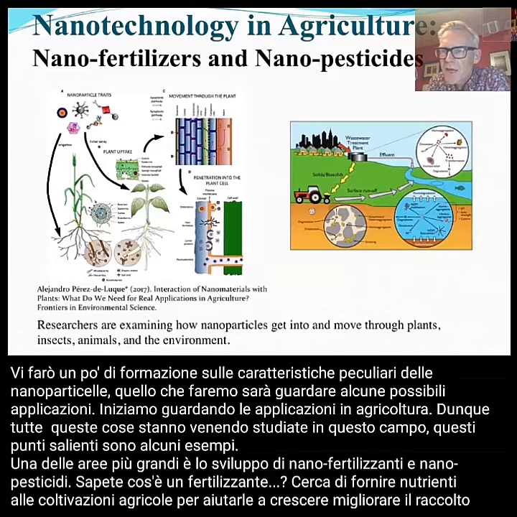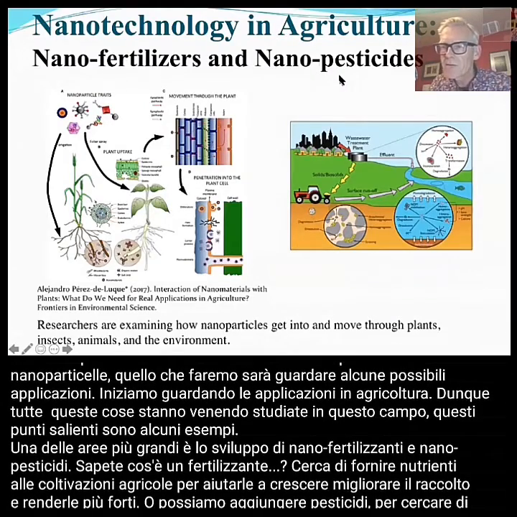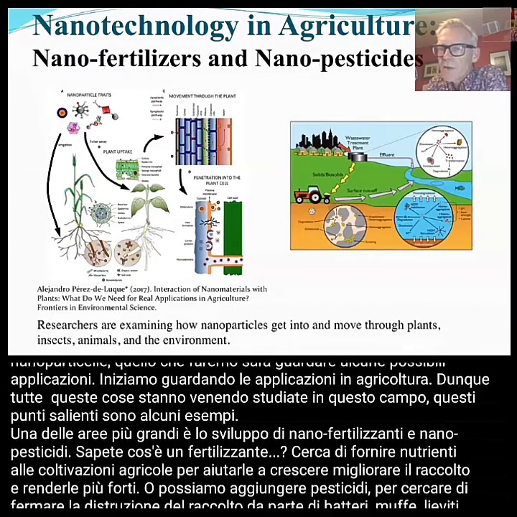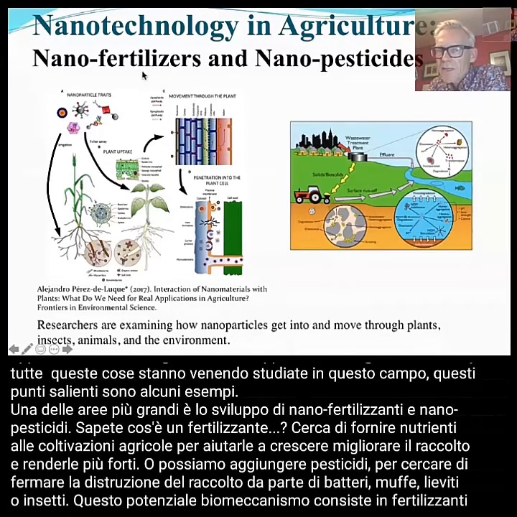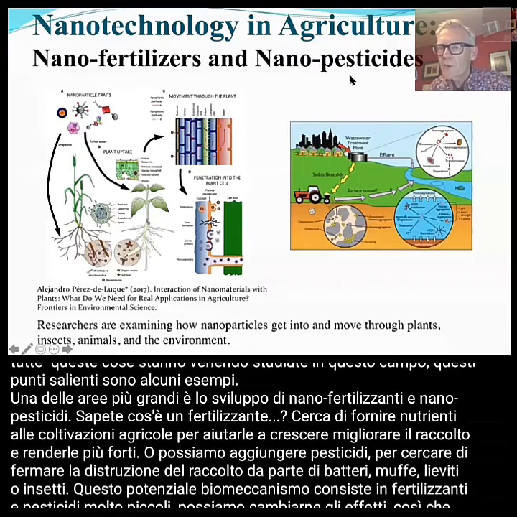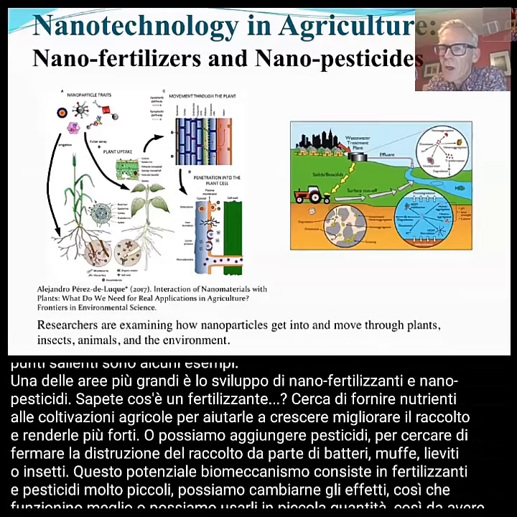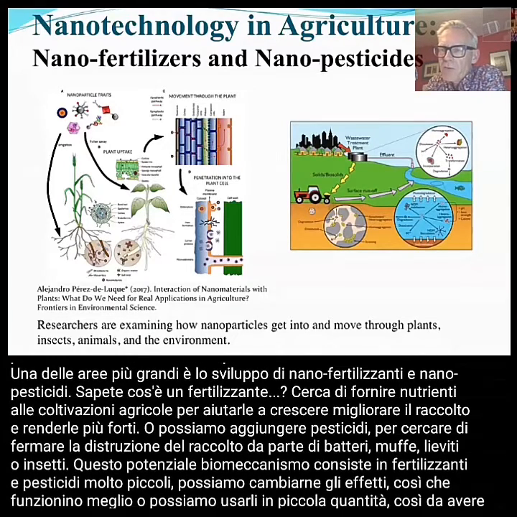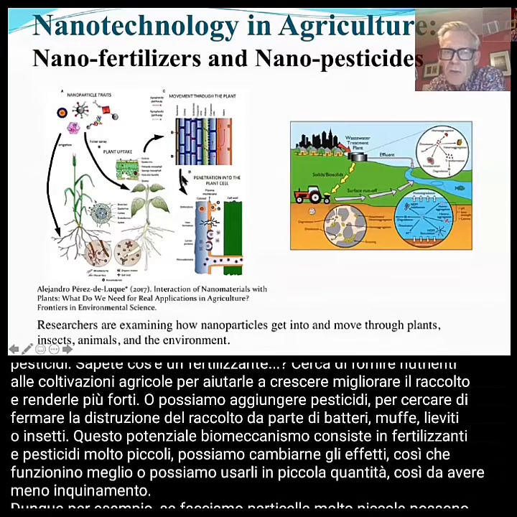Typically we would add fertilizers to provide nutrients to agricultural crops to help them grow and improve the yield and their resilience. Or we could add nanopesticides to try and stop bacteria or molds or yeasts or insects from destroying the foods. And by making these fertilizers or pesticides very, very small, we can change their efficacy. We can make them work better, or we can use a smaller amount of them, so we're going to have less pollution in the environment.